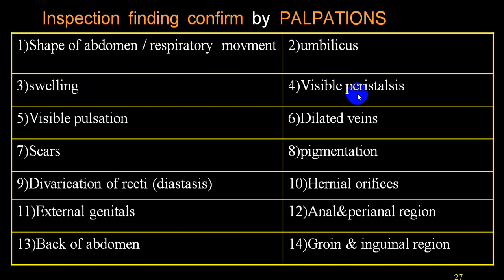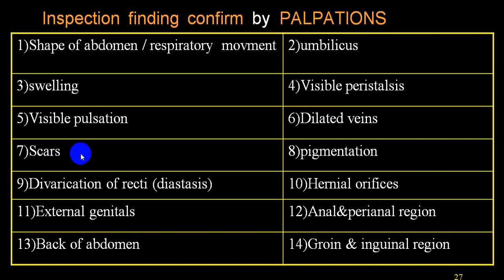Visible peristalsis, now you can clearly make out. Pulsation, now you can confirm by palpation, whether it is transmitted or expansile pulsation, and you can confirm it also by knee chest position. In dilated veins, now you can identify the blood flow, whether it is below upward, classical in case of inferior vena cava obstruction, and above downwards in case of superior vena cava obstruction, and away from the umbilicus in case of caput medusae.